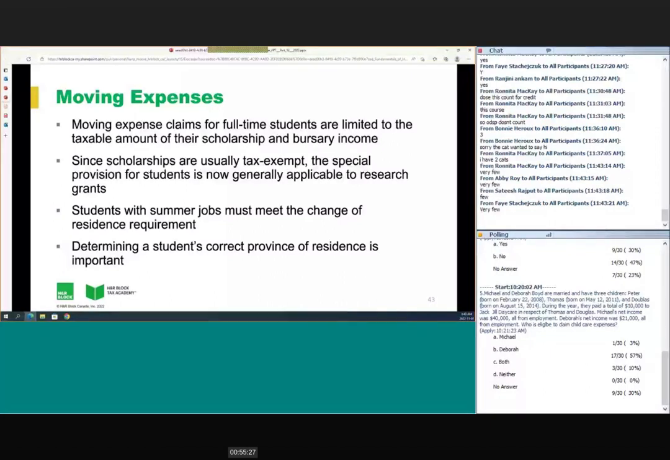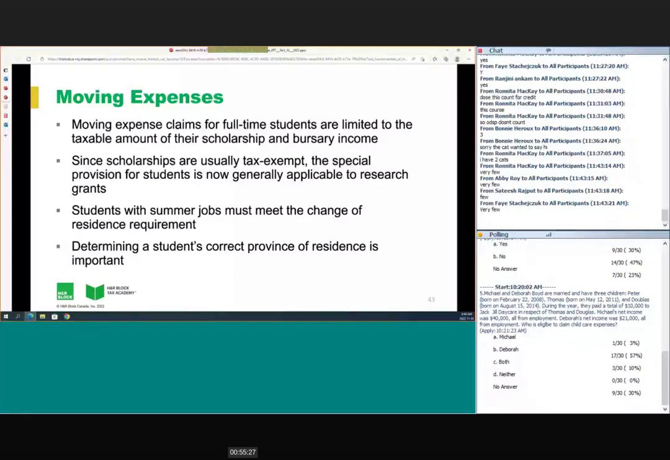I've never had a student be able to claim moving expenses. I myself, when I was a student, always looked at this going, can I claim it? I could never claim it. I was so frustrated, right? So again, scholarships are usually tax exempt. So the special provision is basically for students who maybe move because they get research grants, and that's why they moved.